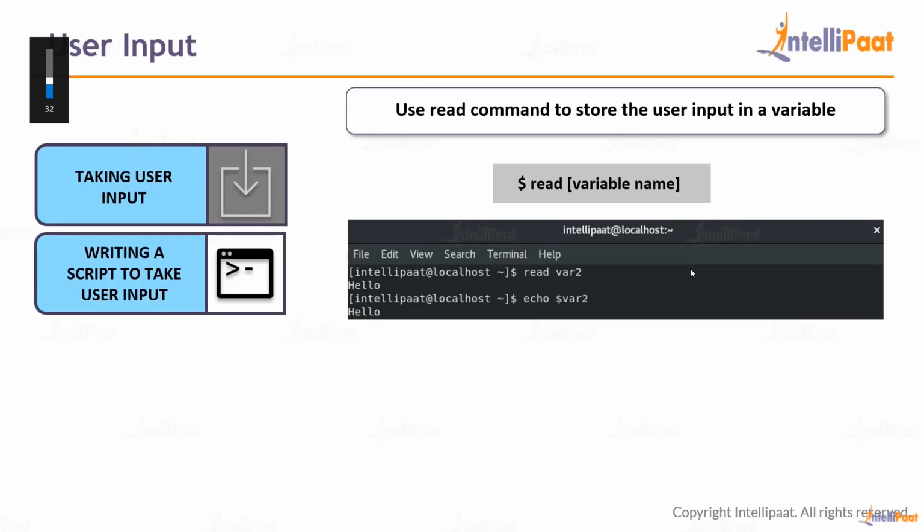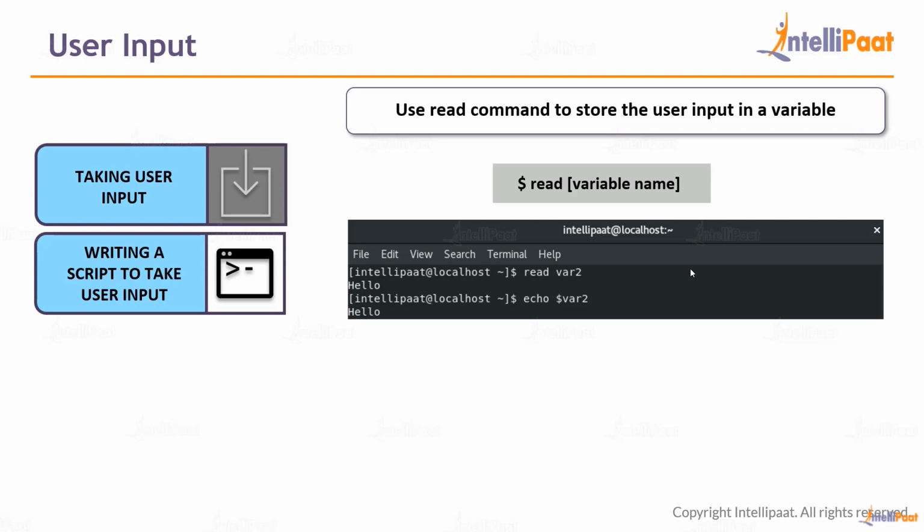So first, use the read command to store the user input in a variable. Read is a command which you can use to store a particular value. Let's say right now we tried var1 equal to local variable, so var1 had the value local variable stored inside it. Now you can just type in read and a variable name. Once you type in read, the shell will wait for user input. Once it's waiting, you can type in the input and it'll be stored within that variable name.